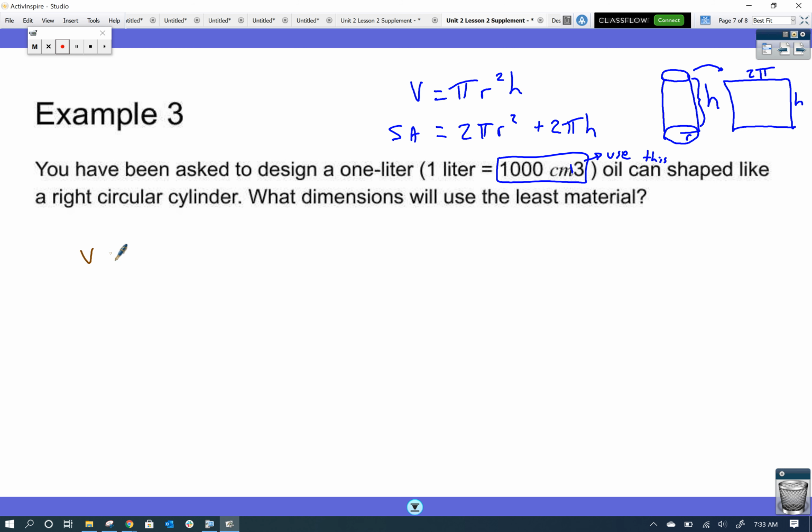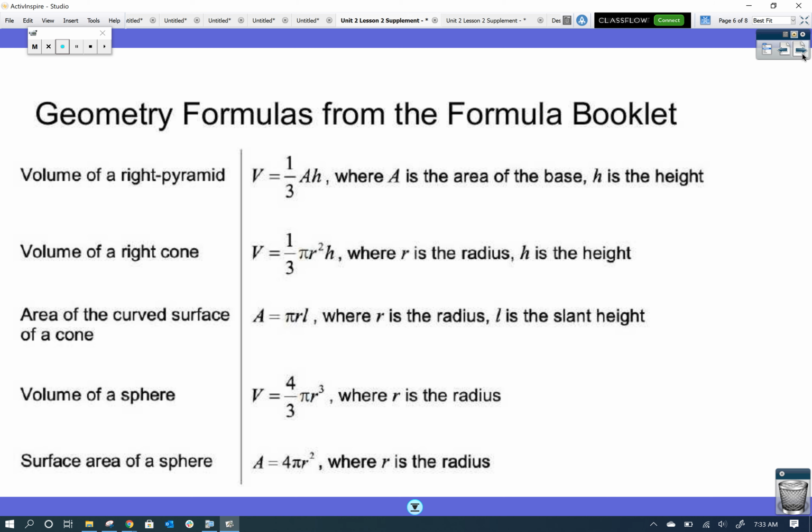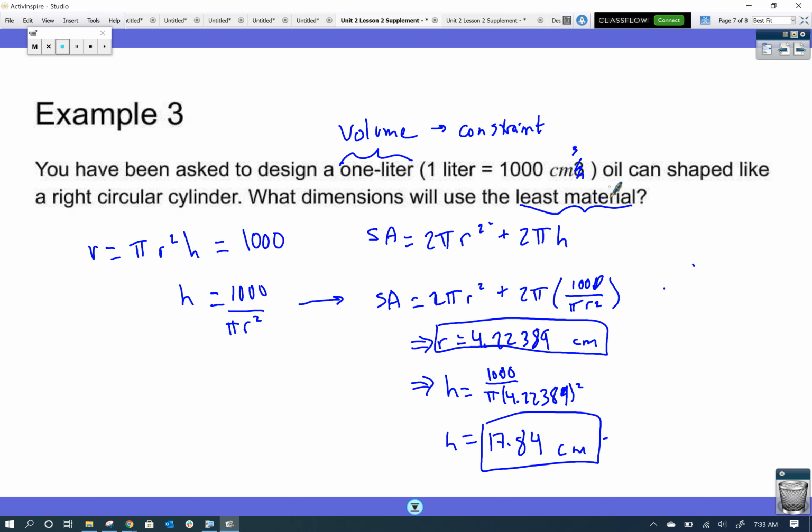I'll actually get you started off on this. Pi r squared h equals 1,000. That's your constraint. All right. And then figure out what dimensions make the least material. See if you can do this. Go ahead and pause the video, give it a try, and then we'll come back. Okay, so we're back. And here you can see your solutions. If you need to pause the video, then you can pause to check.